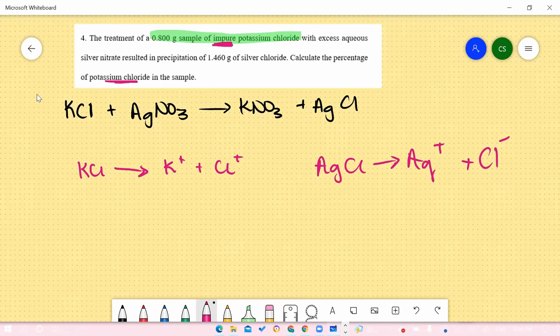Yeah, so we know that this is 1.460 grams of silver chloride, right? So work out the number of moles and tell me that, please. That's true. Let me just write it down in my notebook so I can go back to review, because sometimes I have Wi-Fi problems.